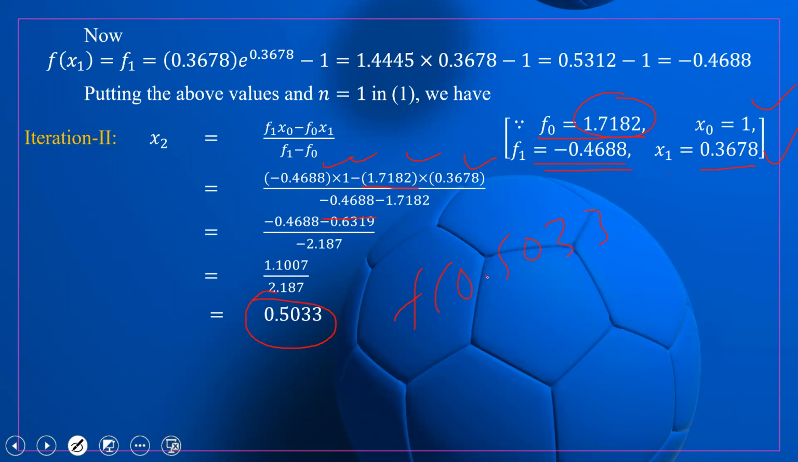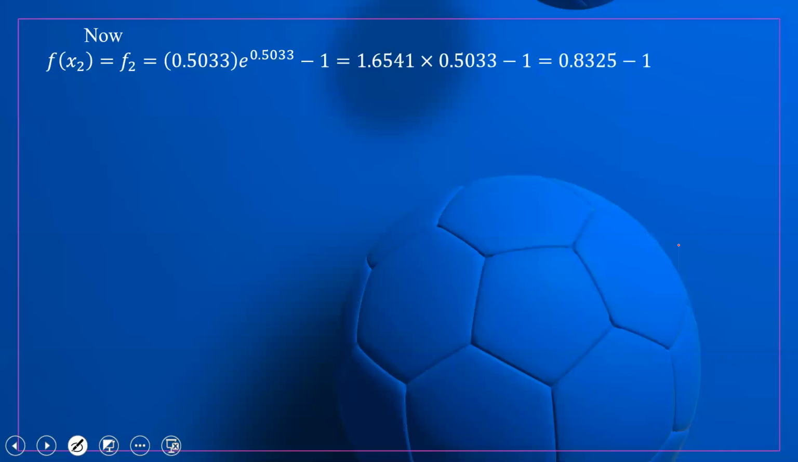What is the value of f of 0.5033? So it is in iteration number 3. So now f of x2, that is f2, is equal to 0.5033 to the power 0.5033 minus 1, and we are getting the answer negative. Answer is negative means what? The root will lie between 0.5033 to 1. Okay.